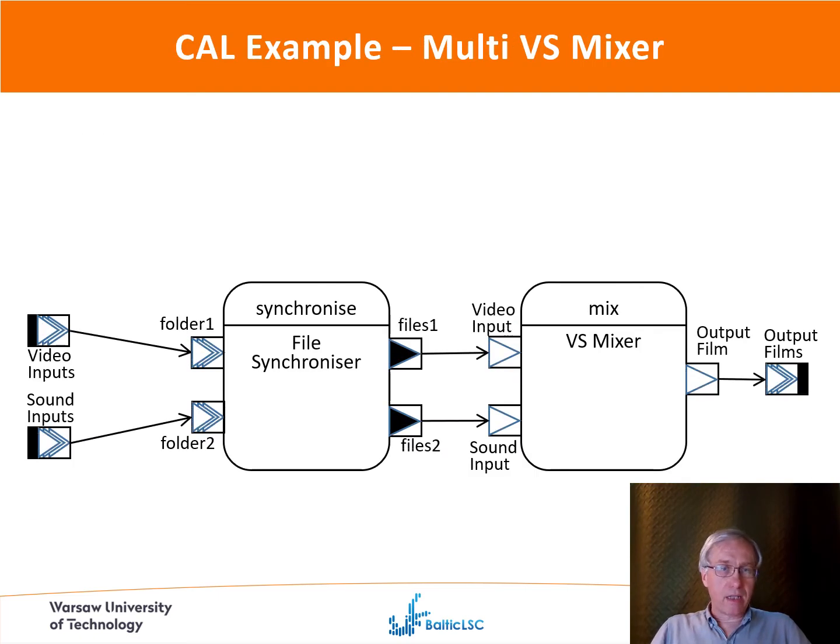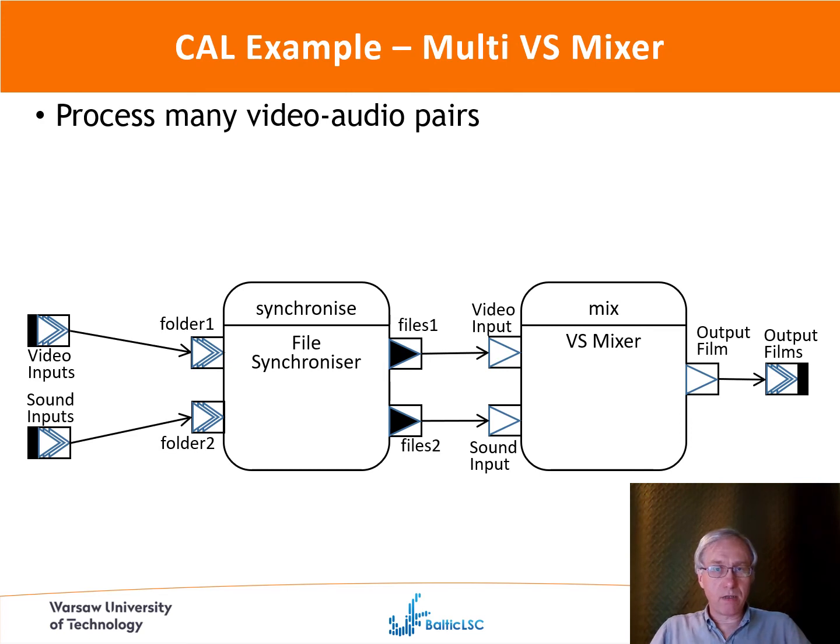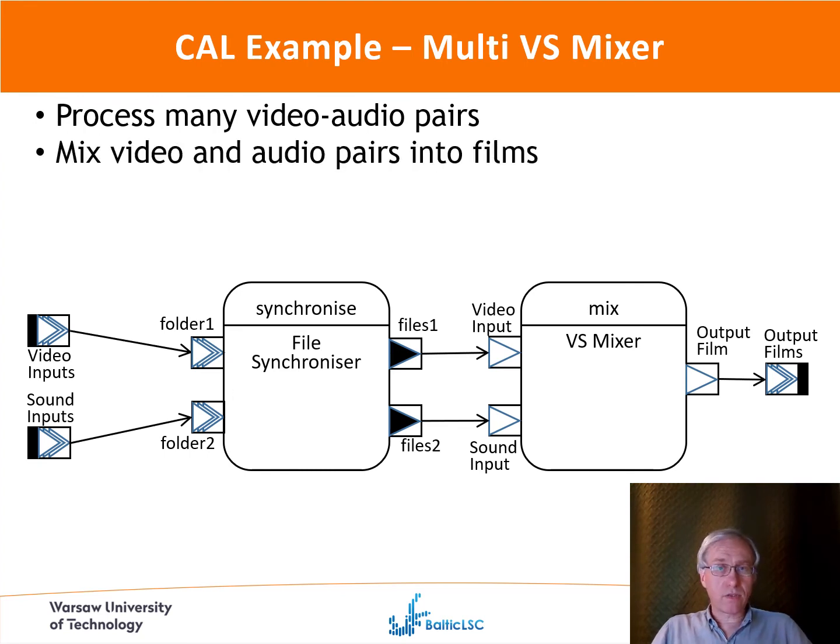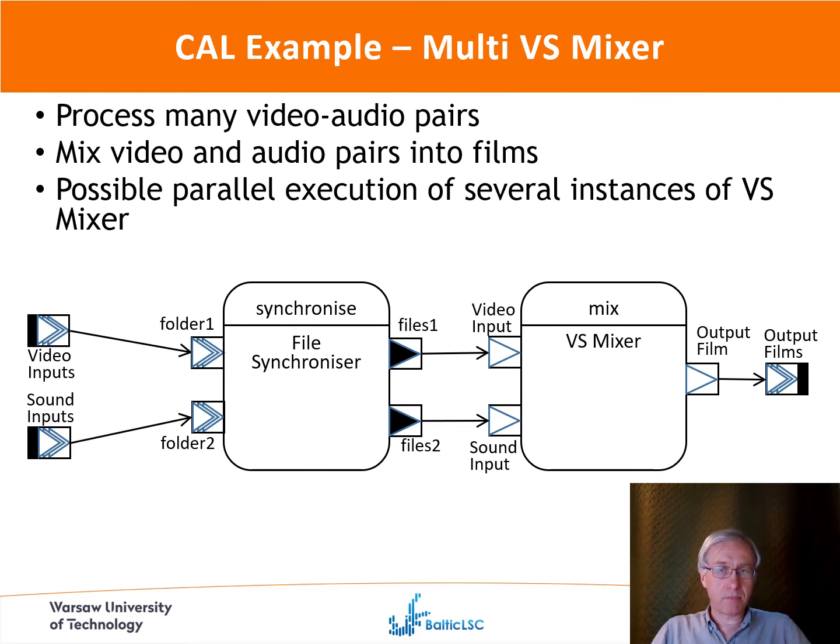Here we have an example of a CAL application. The application takes two folders on the input. One folder contains video files and the other one audio files. The first module synchronizes these files from these two folders, for example, by matching their names, and then sends these files to the output pins. Then the second module, the mixer, mixes video with audio and produces some film. This is then sent to some output folder. Note that the app can process many video and audio pairs at once and mix them into many films. This means that these many files can be processed in parallel at the same time.